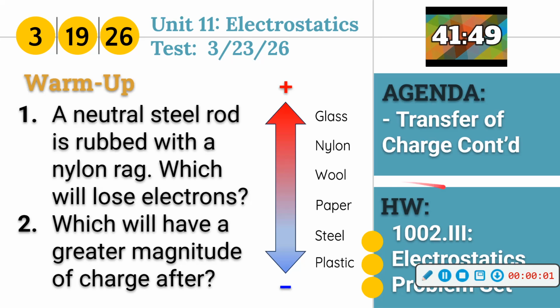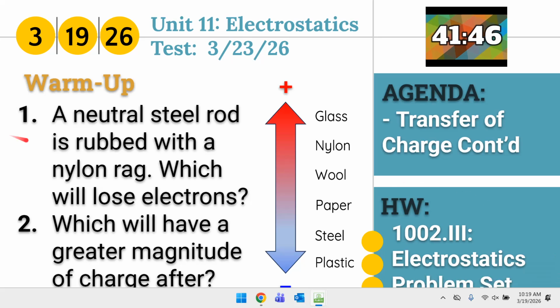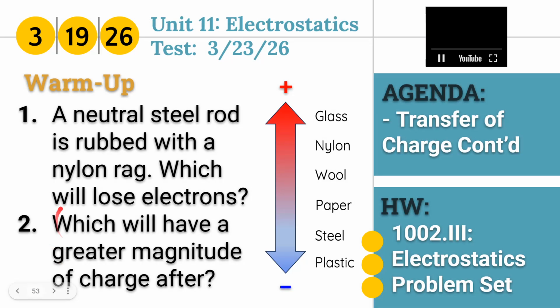All right, the warm-up question for today asks you to read the triboelectric series that you see on my screen. It says, a neutral steel rod is rubbed with a nylon rag, which will lose electrons, and then which will have a greater magnitude of charge after.